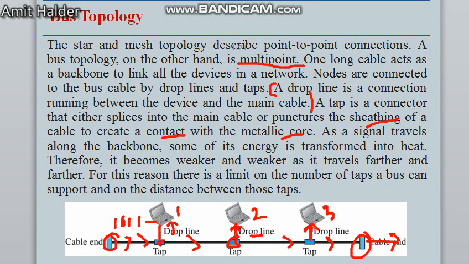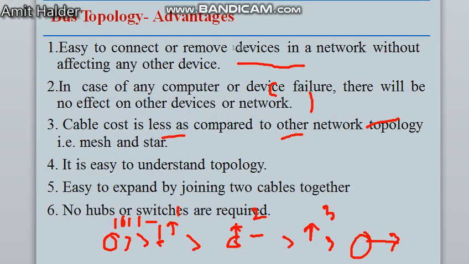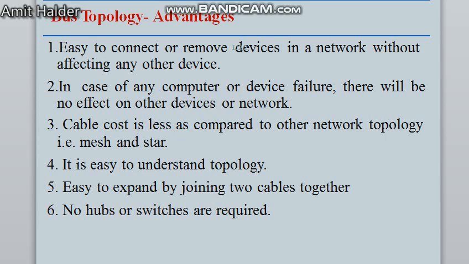So what are the advantages of bus topology? It's easy to connect or remove devices in the network without affecting any other devices, because they are connected through a tap. In case of any computer or device failure, there will be no effect on other devices or the network. Cable cost is less compared to the other topologies, mesh and star. It is an easy to understand topology. It is easy to expand by joining two cables together. No hubs or switches are required.